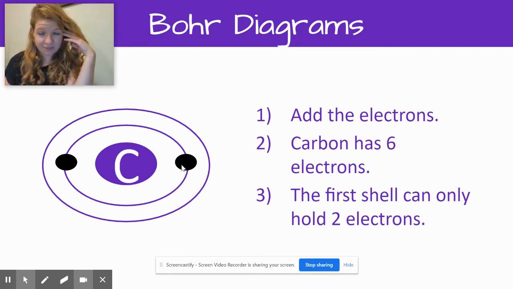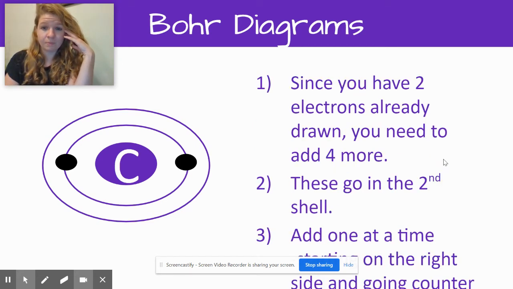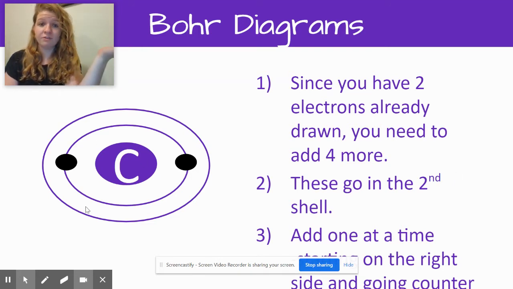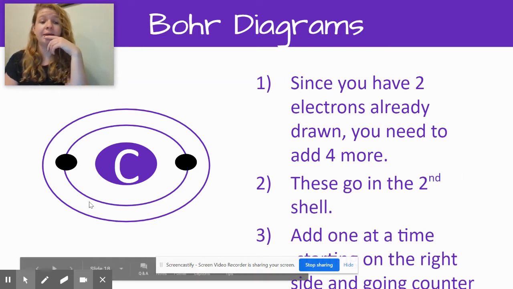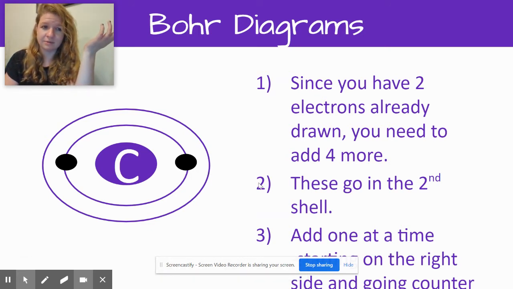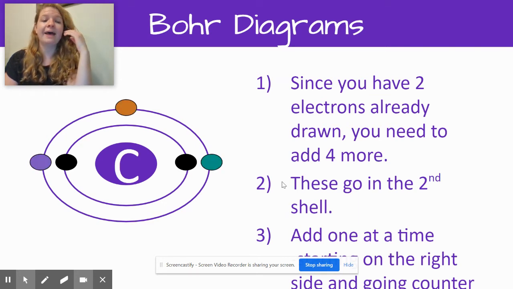How many more electrons do we have to go? 6 minus 2 is 4. So now we have 4 electrons that we have to find a spot for. The first shell's already full when we have 2 electrons in there. So now you have to go to that second energy level and you're going to add 4 more. Add 1 at a time. They say starting on the right, but it really doesn't matter to me as long as your shells are correct. So you are going to add those electrons onto your second shell.